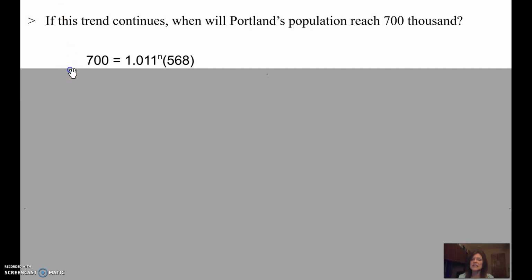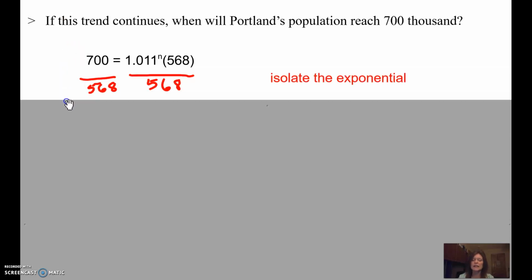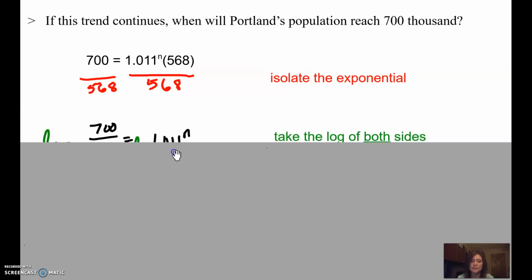So the first thing is to isolate, right? We want to isolate the exponential. Well, the exponential is the thing raised to the power, that 1.011 to the n. So we need to get rid of that times 568. How do you do that? You divide. So I divided both sides by 568.